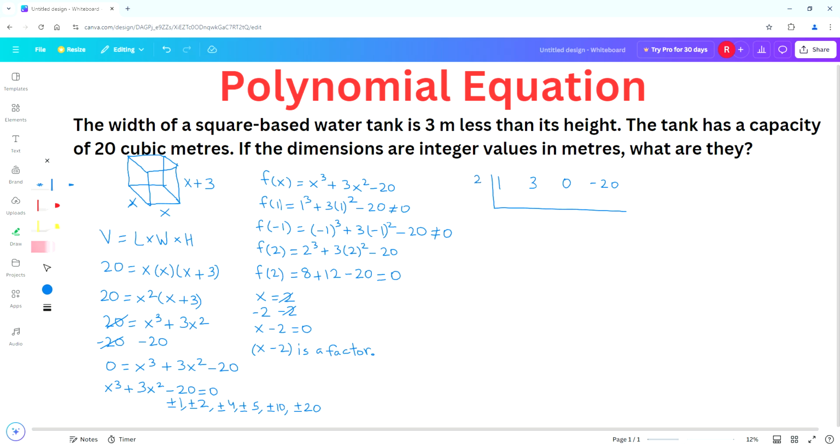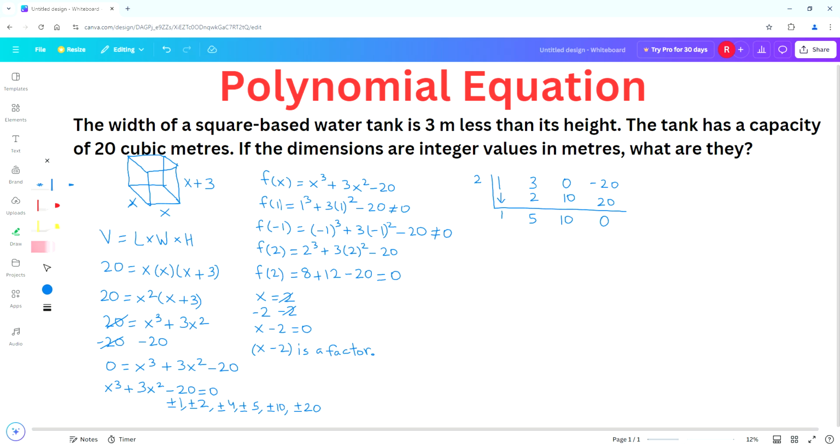Now we can start the synthetic division. We bring the 1 down. 2 times 1 is 2. 3 plus 2 is 5. 2 times 5 is 10. 0 plus 10 is 10. 2 times 10 is 20. Negative 20 plus 20 is equal to 0. This last number represents the remainder of this polynomial division. Since it is equal to 0, it means that x minus 2 is a factor of the polynomial.